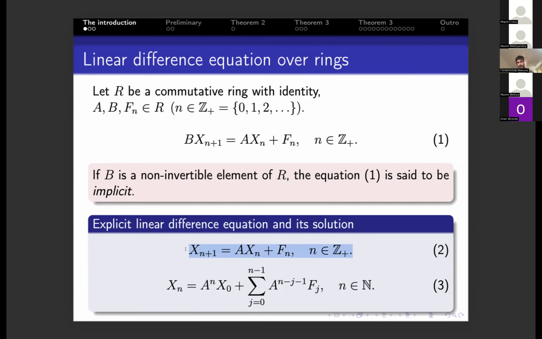An explicit linear difference equation 1 can always be transformed to the form 2, and for each given x sub 0 from the ring R, its solution is defined in a unique way. It has a unique solution, which is defined by formula 3. When we have to deal with an implicit linear difference equation, things get a bit harder.